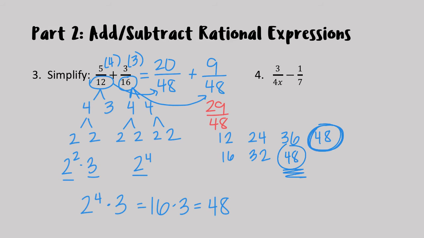That cannot be simplified anymore. 29 is actually a prime number, so you can't even break it down. So just 29 over 48. That was with no variables. I just wanted to review how to add fractions that don't have a common denominator.